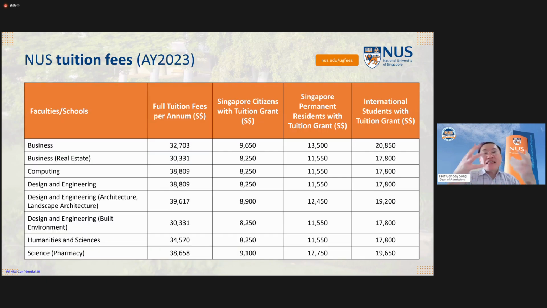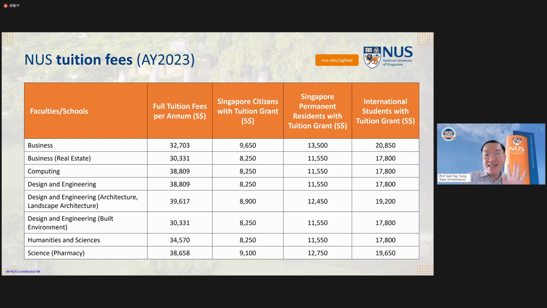Now, what is the advantage of taking the MOE tuition grant? Let me just give you some perspective. Now, this is NUS tuition fees, full fees, in particular for international students. Let's say you are interested in computing. The full tuition fees per year is $38,800. If you are an international student and you take up the MOE tuition grant, then the fees per year is no longer $38,800, but $17,000.